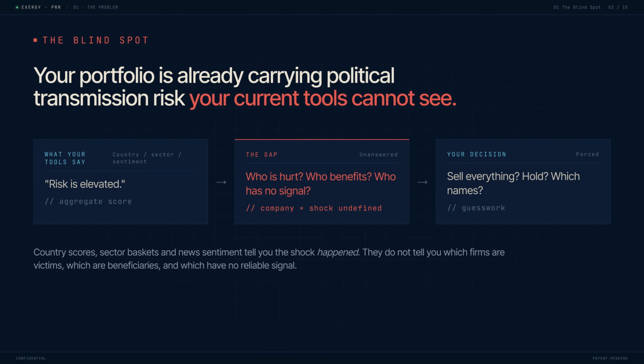They can show country exposure, sector exposure, geopolitical headlines, or news sentiment. But they usually do not answer the decision question: which companies are likely to be hurt, which may benefit, and which names should not be chased just because the headline is loud.